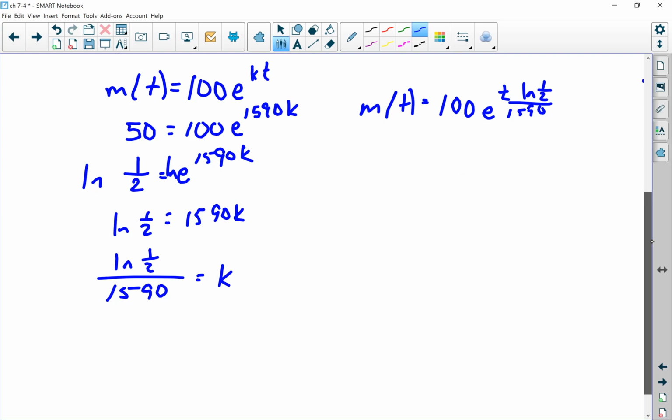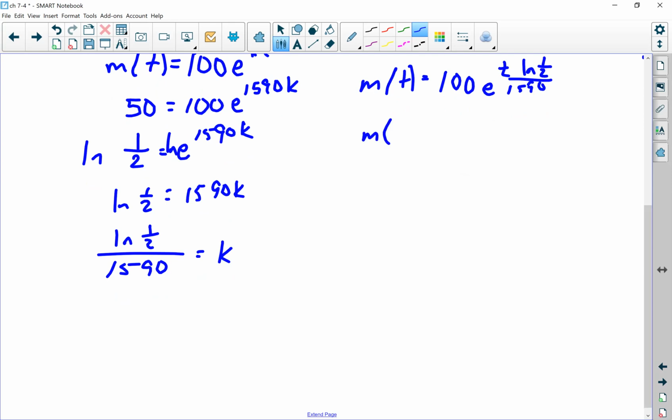Right? However, ln of 1/2, if I use my law for logarithms, that would be the ln of 1 minus the ln of 2. And what is the ln of 1? 0.